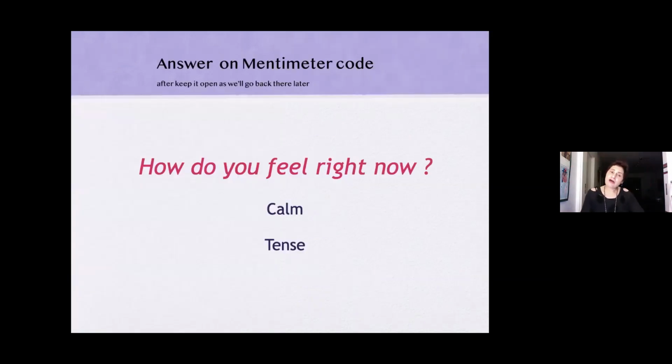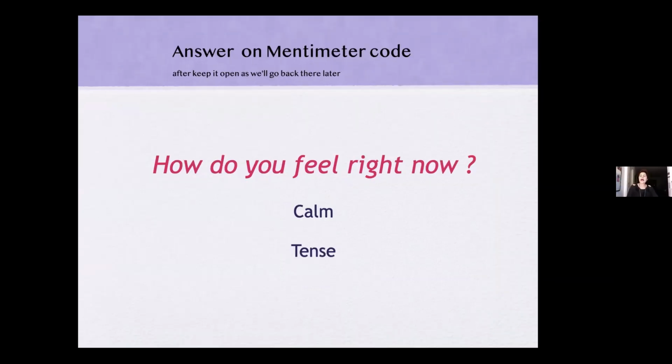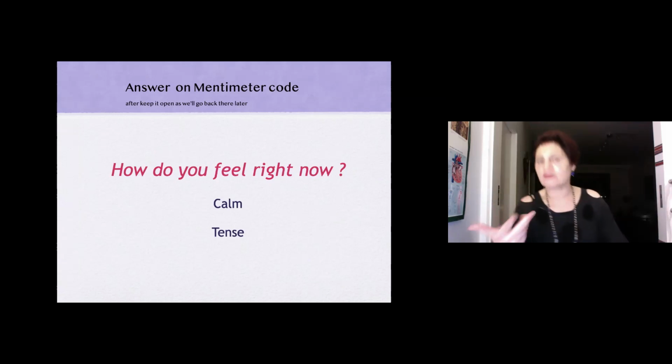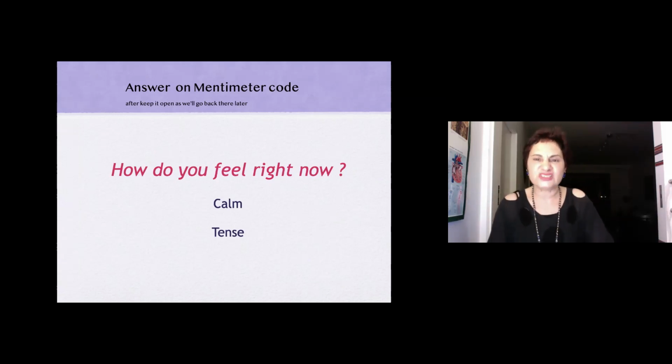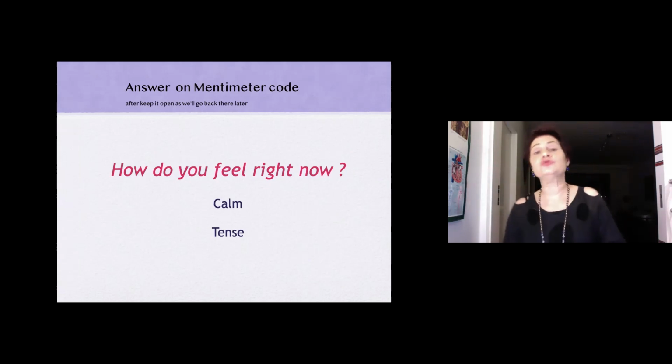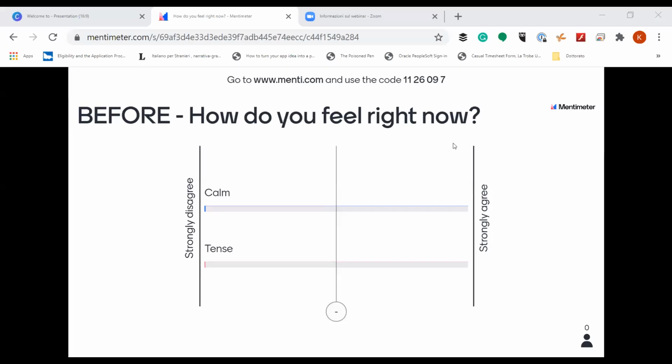All right, now it's time to answer on Mentimeter this question: how do you feel right now? I suggest you stay on Mentimeter on your phone once you get there, because we go back there later on. We're going to do a number of things together, and then we'll pose the question again.